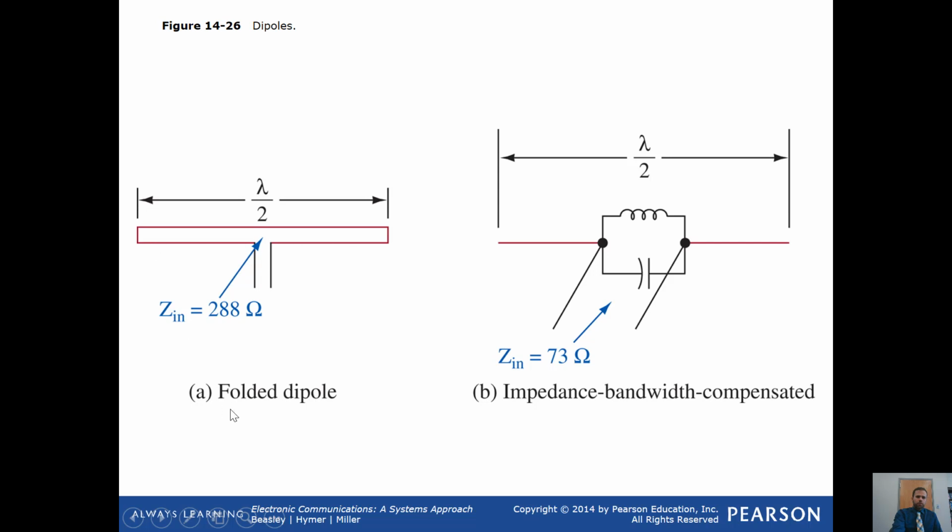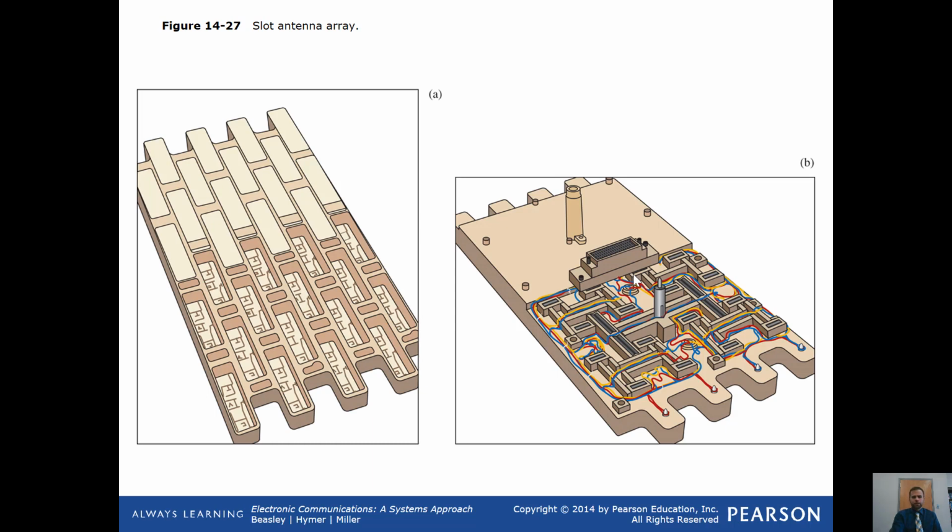Here are your dipoles, so this is your folded dipole, in which you fold it around and you have some sort of input impedance here. And then here's your impedance bandwidth for compensated. You get a compensated version, so you reduce your impedance and you end up with basically a capacitor and inductor to form your tank circuit. Here's a slot antenna, which incorporates the waveguides as we mentioned. This is a specific type of antenna that would have to be manufactured.